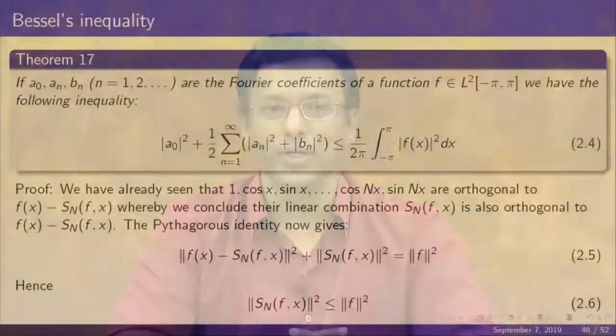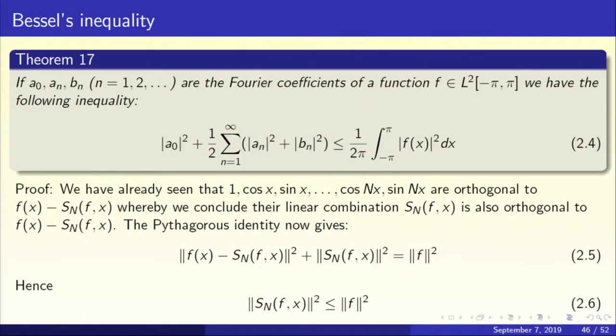What does Bessel's inequality state? Bessel's inequality states that if a0, an, bn, n equal to 1, 2, 3, are the Fourier coefficients of a function f in L2(−π, π), we have the following inequality: |a0|² + 1/2 Σ from n = 1 to infinity of (|an|² + |bn|²) is less than or equal to 1/(2π) ∫ from −π to π of |f(x)|² dx, which is equation 2.4 in the slide. So let's start the proof without any delay.